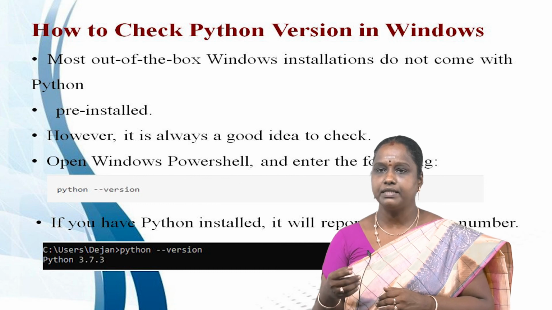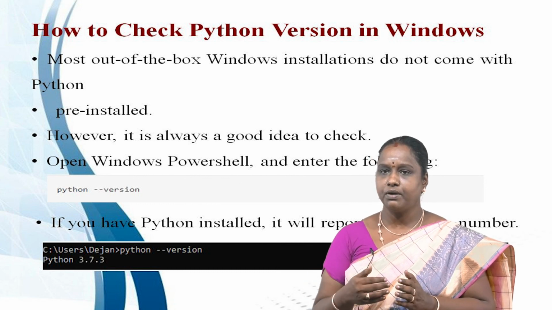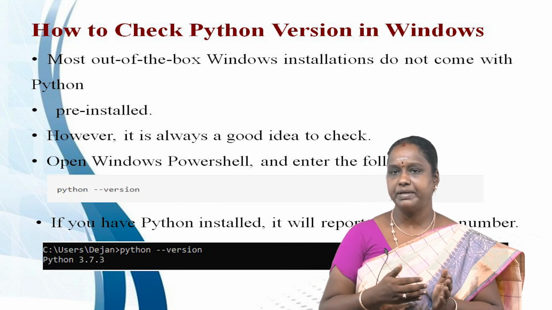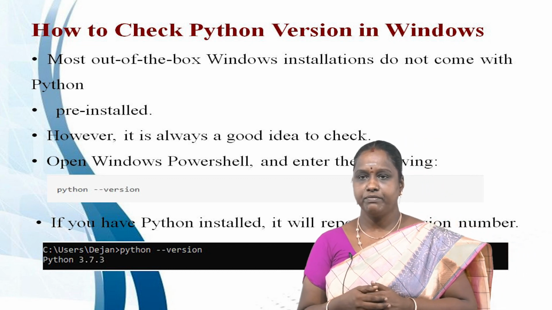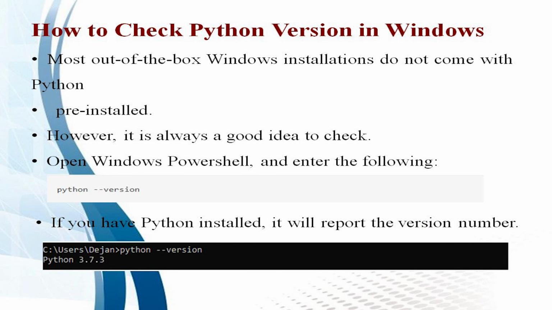Next, how to check the Python version in Windows. Most out of the box Windows installations do not come with Python pre-installed. However, it is always a good idea to check. Open Windows PowerShell and enter the following: python --version. If you have Python installed, it will report the version number.